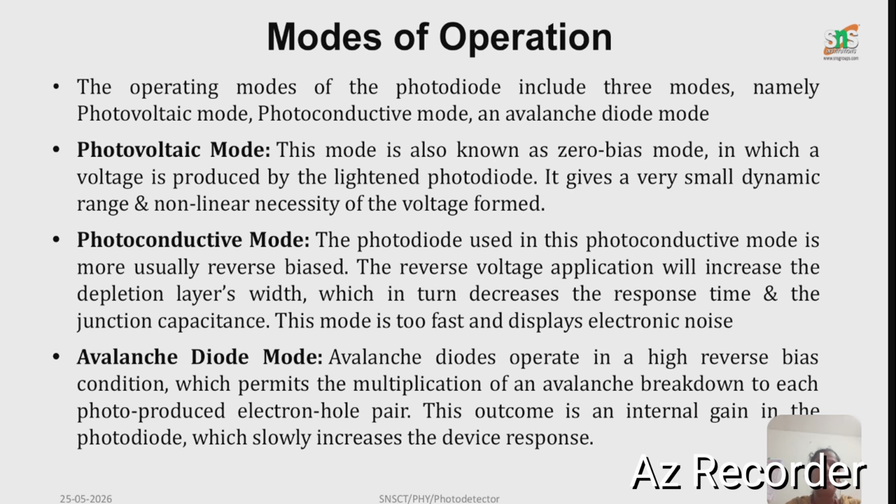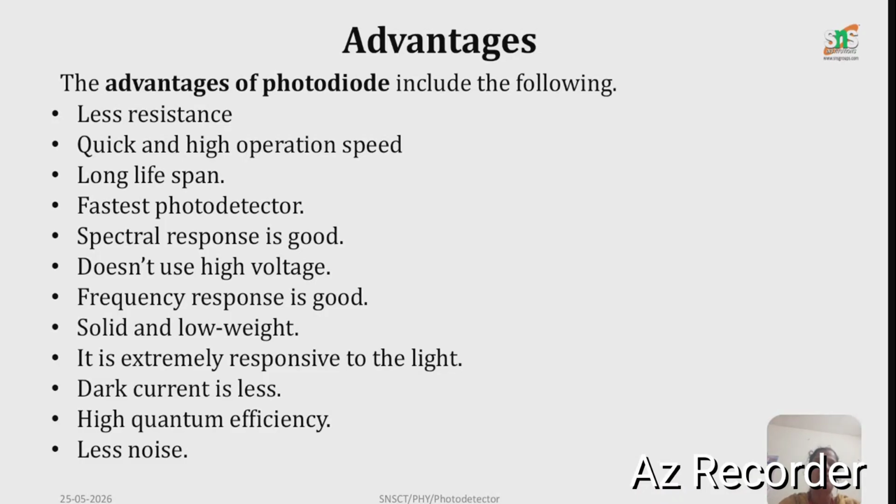Avalanche diode mode. Avalanche diodes operate in a high reverse bias condition, which permits the multiplication of an avalanche breakdown to each photo-produced electron-hole pair. This outcome is an internal gain in the photodiode, which slowly increases the device response. So next we can see the advantages.